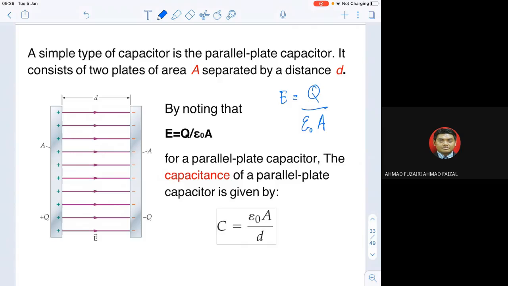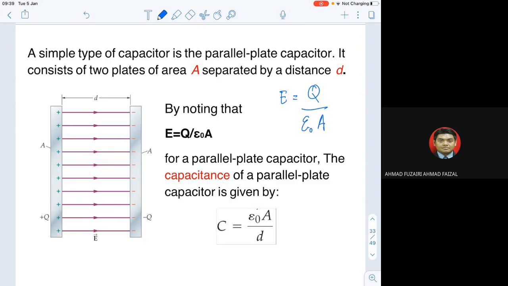Okay, A is the area of the parallel plate capacitor, and epsilon naught is a constant value. In fact, if you take out your calculator, you can see that epsilon naught is at the back of your calculator's cover. So the capacitance of a parallel plate capacitor is given by C equals epsilon naught A over D.